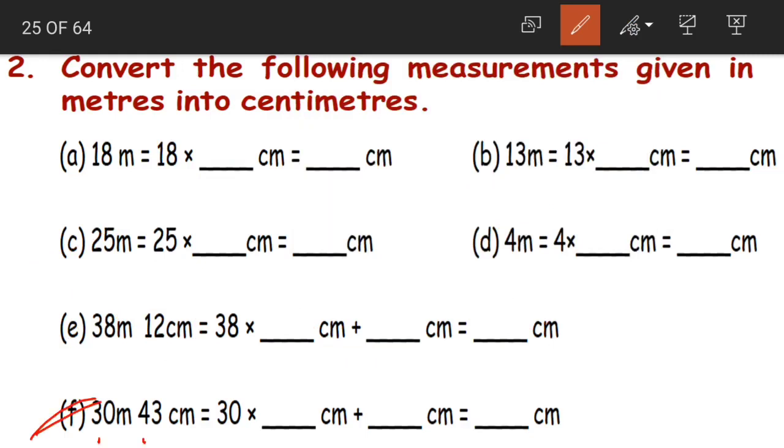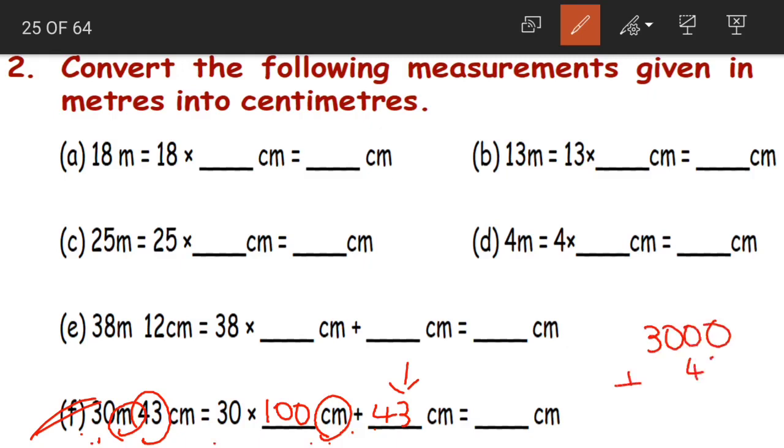30 meters 43 centimeters is equal to, again here 30 is in meters. 30 into 100 centimeters plus our 43 as it is. It is already in centimeters, so we need not multiply it. Now 30 into 100, 3000 plus 43. The answer would be 3043 centimeters. Is this clear, children?